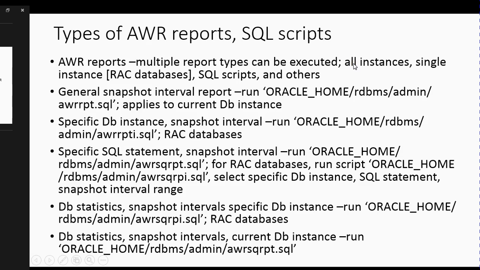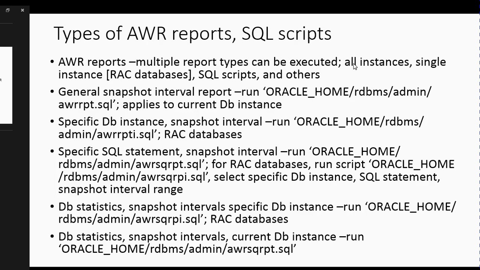So, the types of AWR reports that you have: multiple reports can be executed. You're able to capture multiple instances with a report, or capture one instance. You're able to review a RAC database, review SQL scripts, and review other metrics. So basically, in terms of a general snapshot and another report.